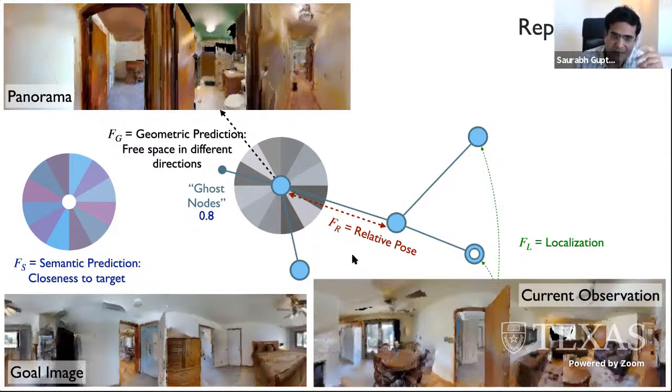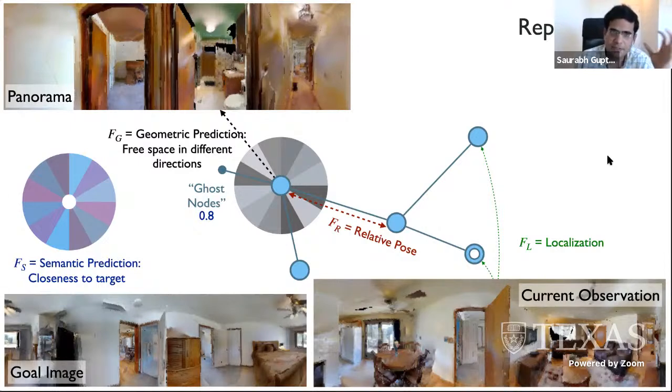I guess there's another function, which is a localization function, which takes the current observation and the observations that have been stored at the different nodes and tries to say whether you are at the same node or you are very far away from all existing nodes. So that's this localization function, Fl. Okay, so that's this representation.